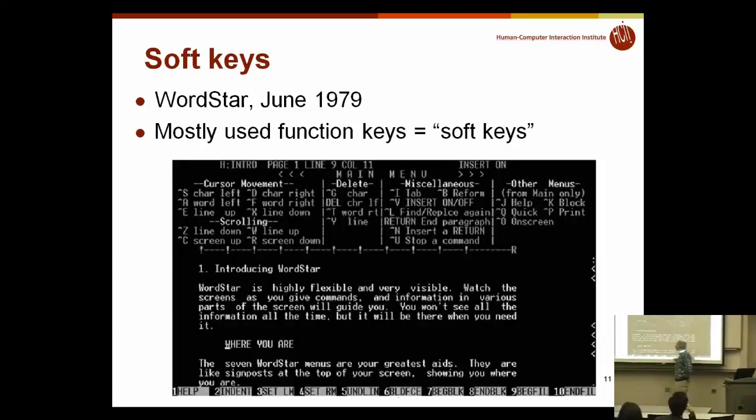But it also has a bunch of what are called soft buttons, or soft keys. And these were the function keys along the top of the PC keyboard. And this says, if you press F1, you get help. If you press F2, you get indent, and so forth. And these labels would change depending on what mode you're in. And so that's typically how you would do most of your editing with the function keys.